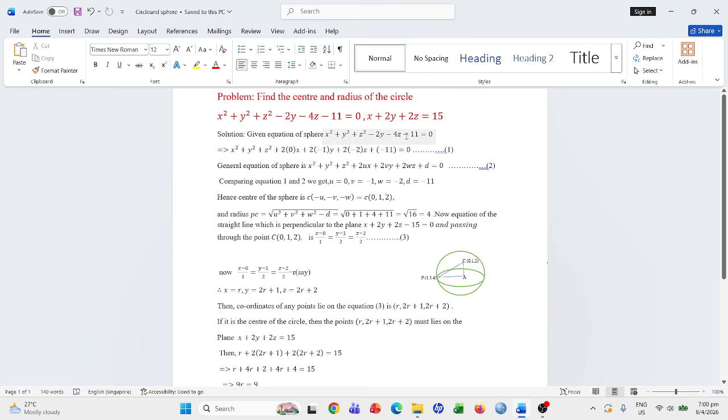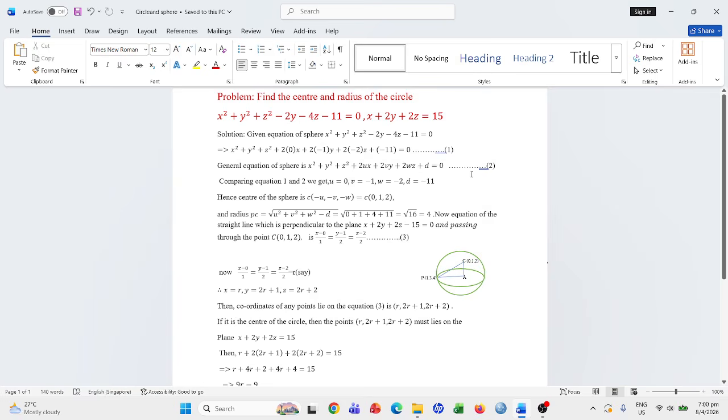Really, we converted this equation to the standard form of the sphere. This equation is mentioned as equation 1. Actually, the general equation of the sphere is x square plus y square plus z square plus 2ux plus 2vy plus 2wz plus d equal to 0.